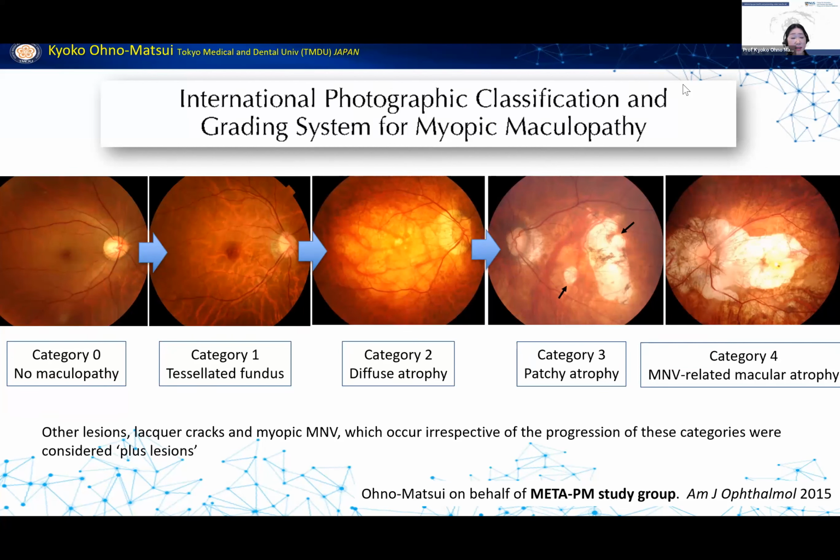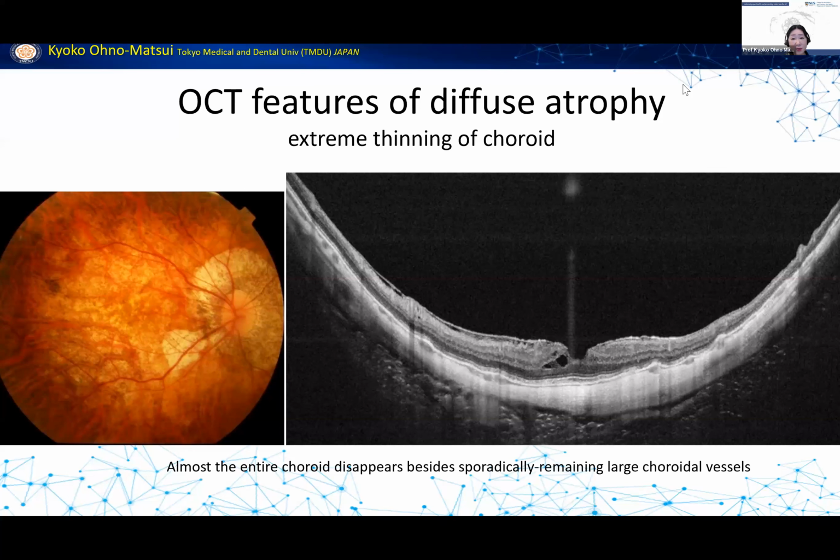According to the Meta-PM study group, myopic maculopathy is classified into these 5 categories: 0, no maculopathy; 1, tessellated fundus; 2, diffuse atrophy; 3, patchy atrophy; and 4, macular atrophy. And macular atrophy is almost always neovascularization related. Other lesions like lacquer cracks and myopic neovascularization, which occur irrespective of the progression of these categories, were considered plus lesions. Then, what are the OCT features of each lesion of myopic maculopathy?